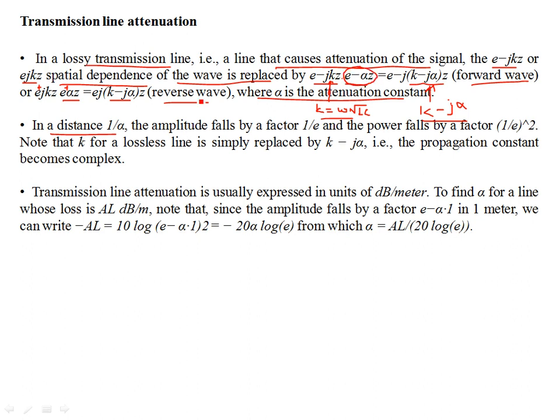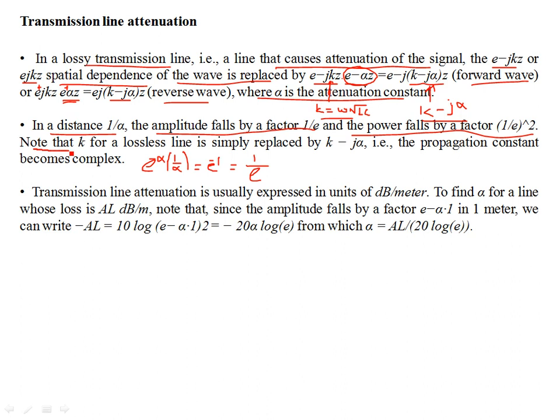So now, in a distance of 1/α, you see what happens to this factor. If I replace z by 1/α, then the amplitude is going to fall by 1/e. So for example, for the forward case, we have e^(-αz), and z is your 1/α. So your amplitude is e^(-1), or 1/e. So the amplitude is going to fall by 1/e, and the power falls by 1/e². This is the square of the voltage or the current.